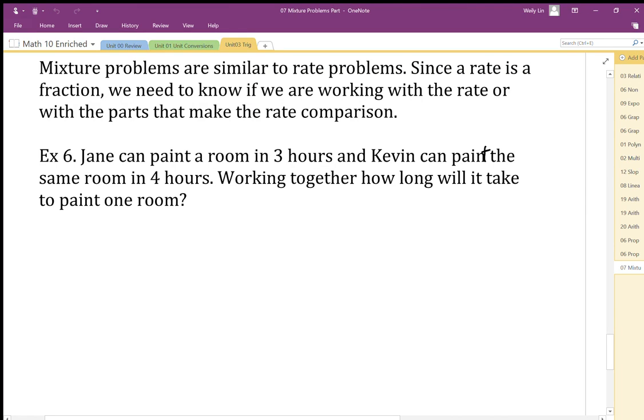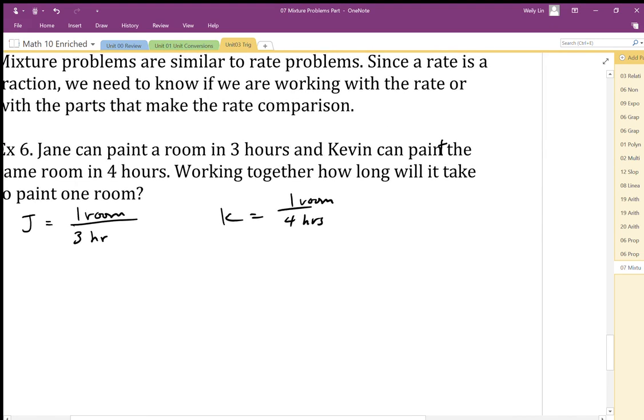So how can we do this so that we can figure out how we can put together their working rate? And to do that, we actually have to put it in a rate. So the rate's going to look like this. For Jane, it's going to be one room in 3 hours. For Kevin, it's going to be one room in 4 hours. And we want to keep track of this. Okay? Again, it's important to keep track of the rate, and important to keep track of the direction of comparison so that we know what's going on.